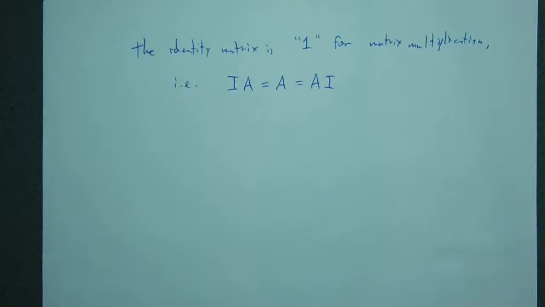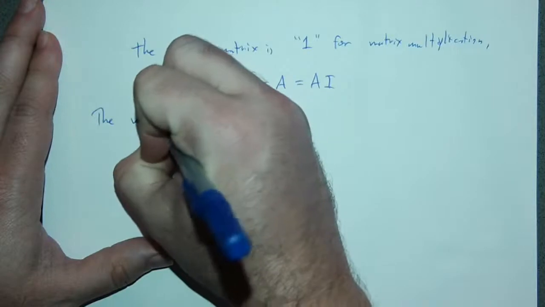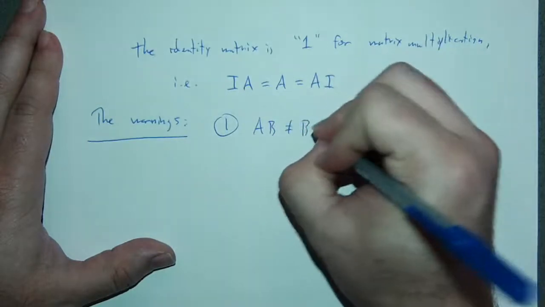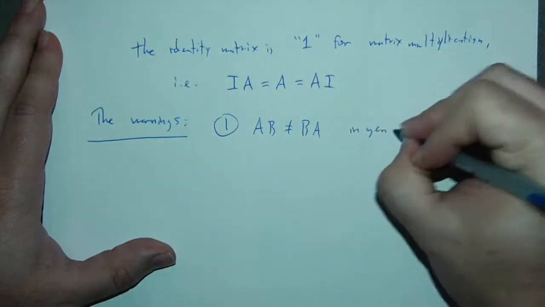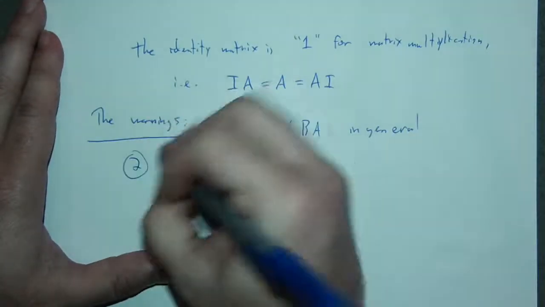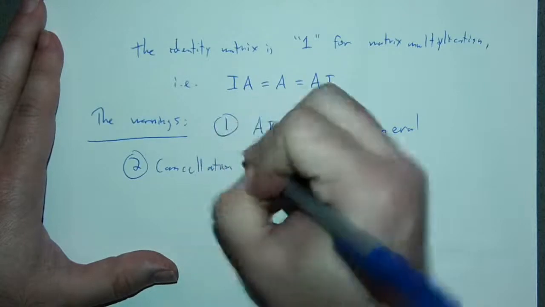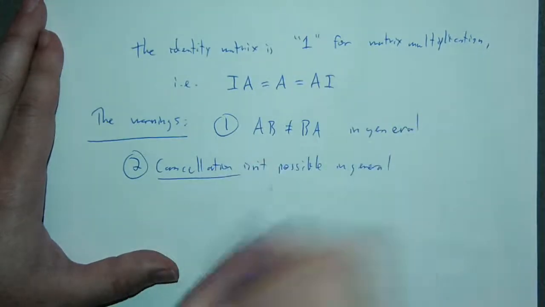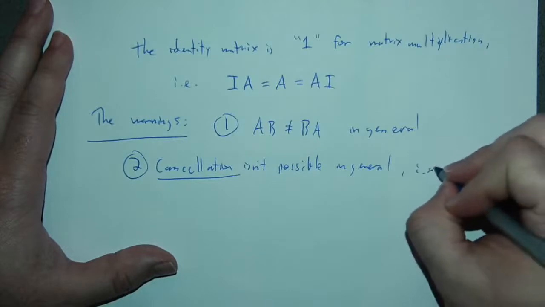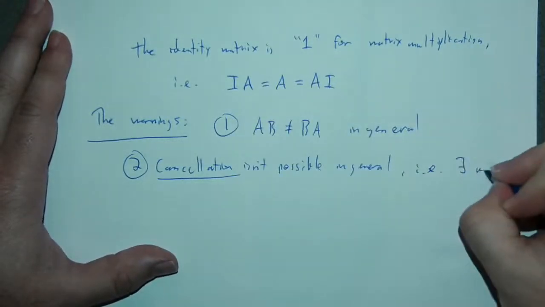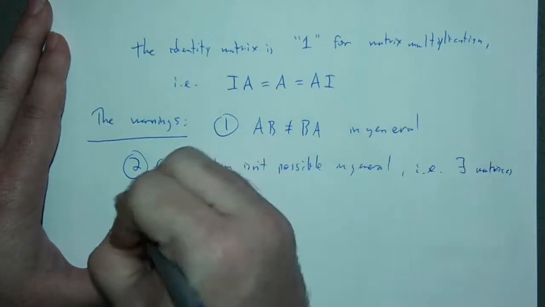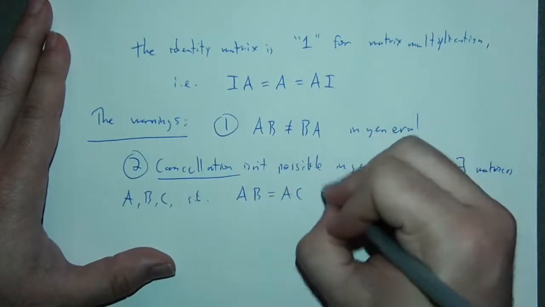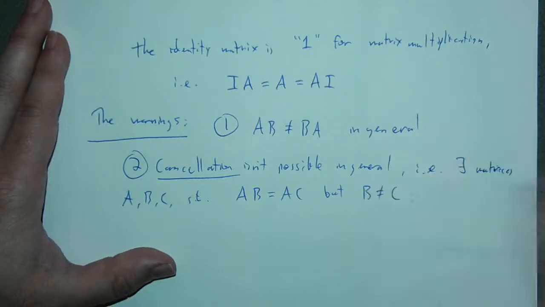Now, so the warnings, as I said. 1, A times B is not equal to B times A in general. 2, cancellation isn't possible in general. That's what I just said. So cancellation isn't possible in general, i.e. there exist matrices A, B, C such that AB is equal to AC, but B is not equal to C.